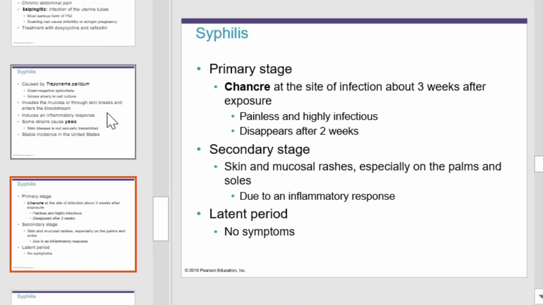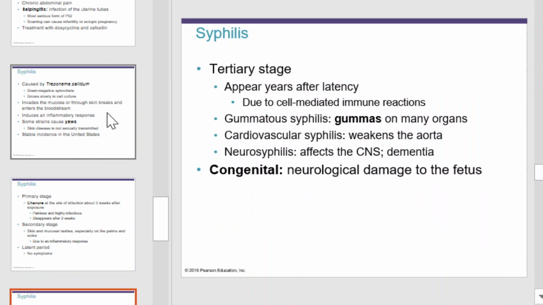In syphilis primary stage, chancre sores at the site of infection occur about 3 weeks after exposure. These are often painless and highly infectious and disappear on their own after 2 weeks. In the secondary stage, the skin and mucosal rashes appear, especially on the palms and soles of the feet, due to an inflammatory response. In the latent period, there are no symptoms. In the tertiary stage, this may appear years after latency due to cell-mediated immune reactions.